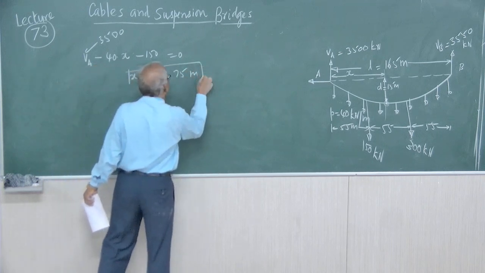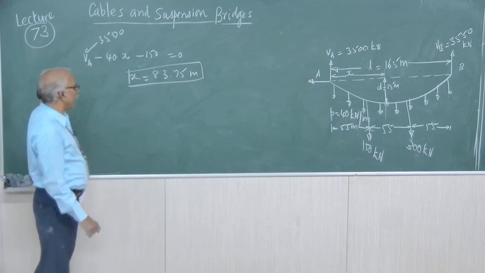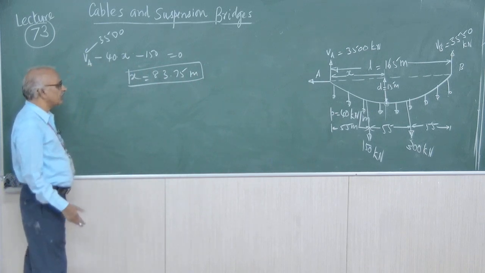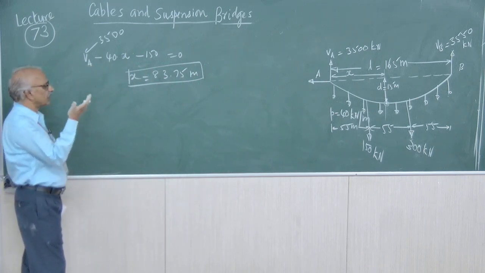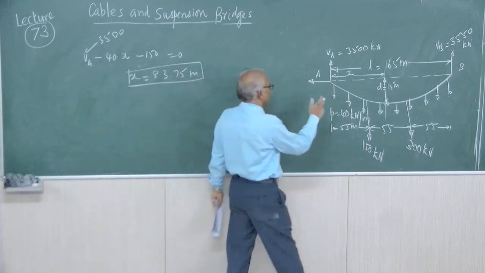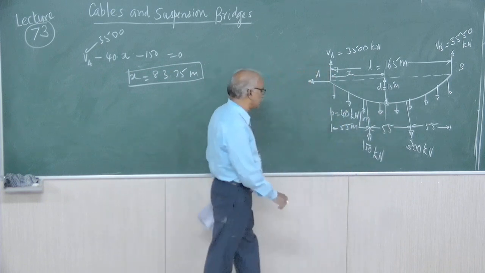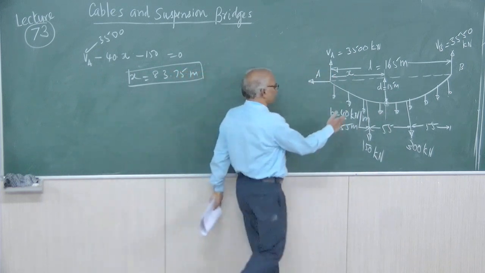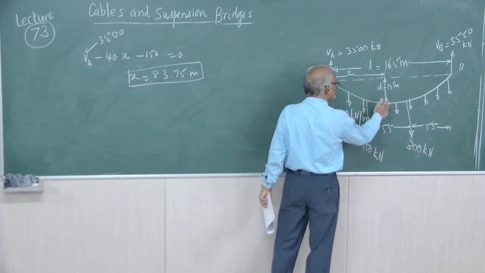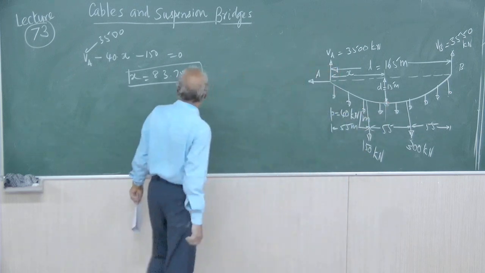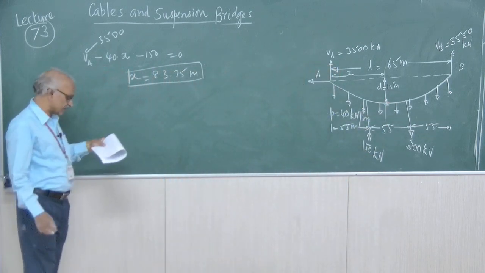So this is the point at which the vertical force equals 0. VA is 3500 upwards minus this 40 into x minus this value 150 equals 0 here. So for that, the value of x equals 83.75 meters.